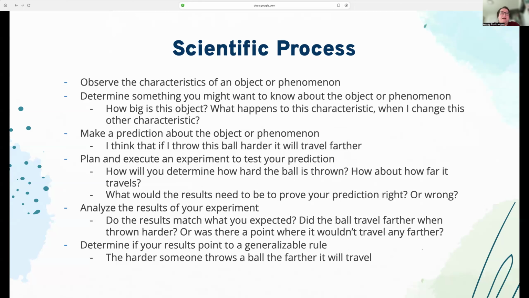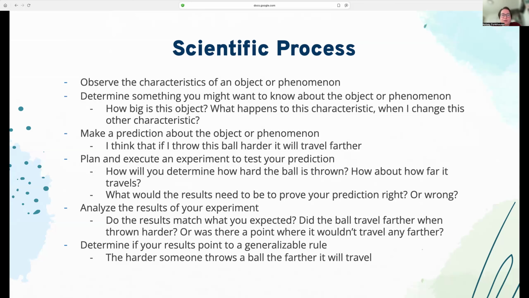Then, after you've thought through those things and gotten your results, you analyze the results of your experiment. Did they match what you expected? Did the ball travel farther when it was thrown harder? Or was there a point where it wouldn't travel any farther? Next step, our last step really, is to determine if your results point to a generalizable rule, like the harder someone throws a ball, the farther it will travel.